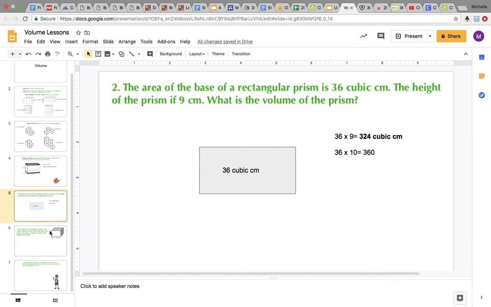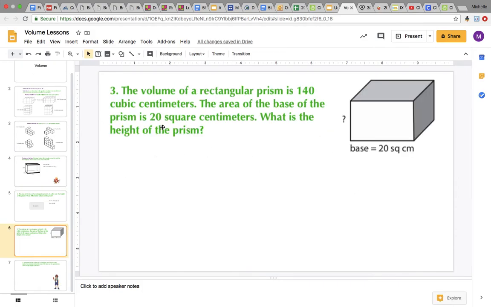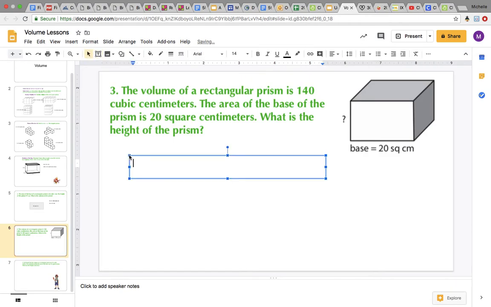All right, so let's do a couple more and then you'll be ready to go for the day. All right, the volume of a rectangular prism is 140 cubic centimeters. I'm going to note that right away. We know the volume already. So we're not solving for volume. So the volume equals 140 cubic centimeters. Now they say the area of the base of the prism is 20 square centimeters. So we have to figure out what the height is. I want you to pause this video and take a second to think, how can we find out what the height is right here?